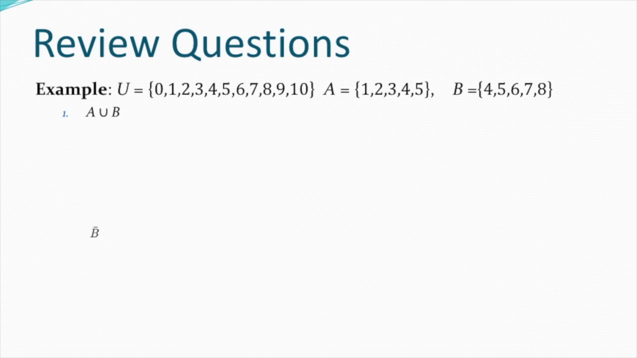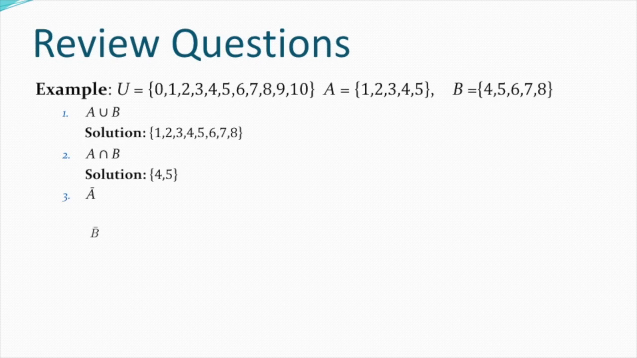The first one, just to review all of that, okay? So we have a set which is U, and we have another two sets, capital A and capital B. Now what is A union B? What is the merge between A and B? It will be 1, 2, 3, 4, 5, and I carry on. 4 and 5 appear already in A, so I don't need to repeat them. It will be 6, 7, and 8.